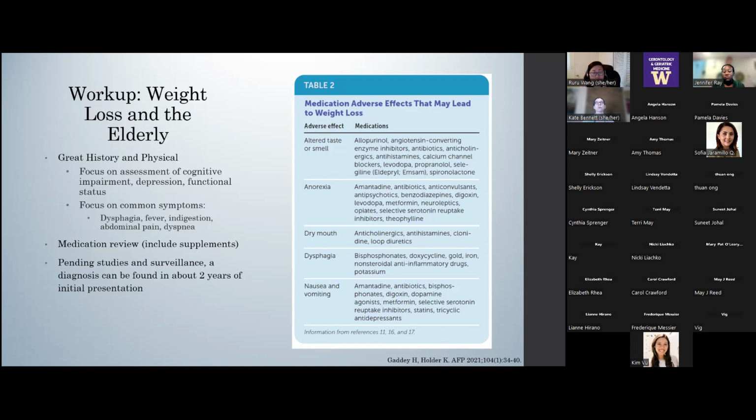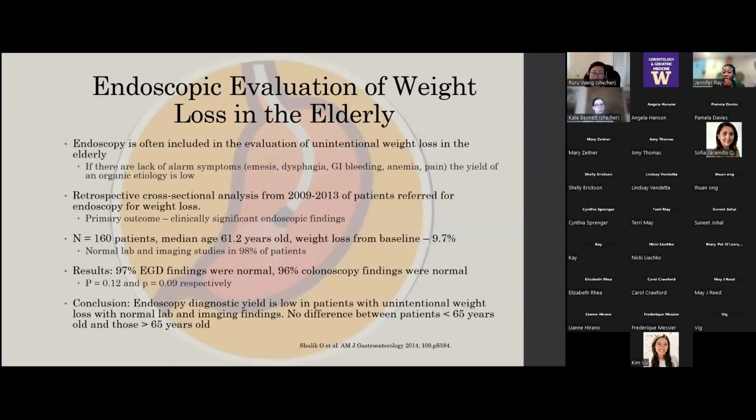So I pulled this table here. I'm not going to read all those to you, but those are some medications that can contribute to weight loss. And then pending studies, surveillance, imaging and labs, a diagnosis can be found in about 2 years of initial presentation, hopefully to help with regaining weight.